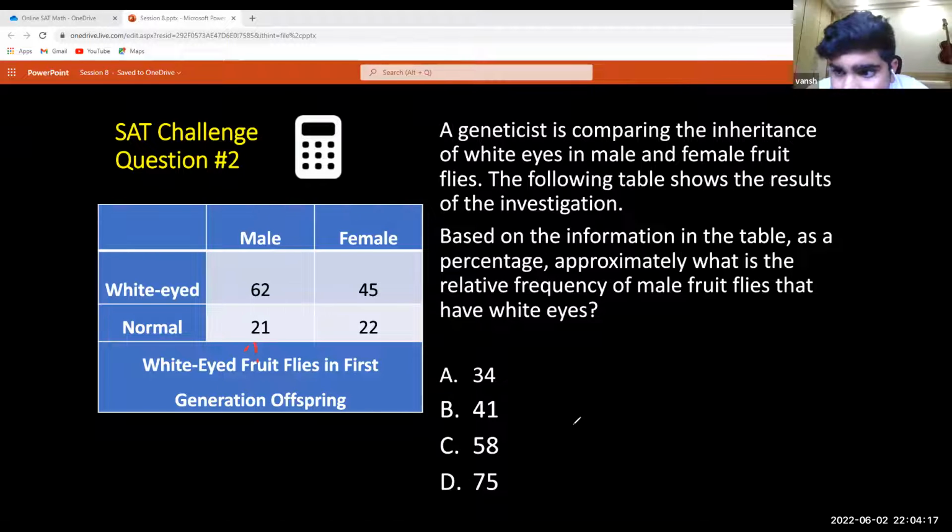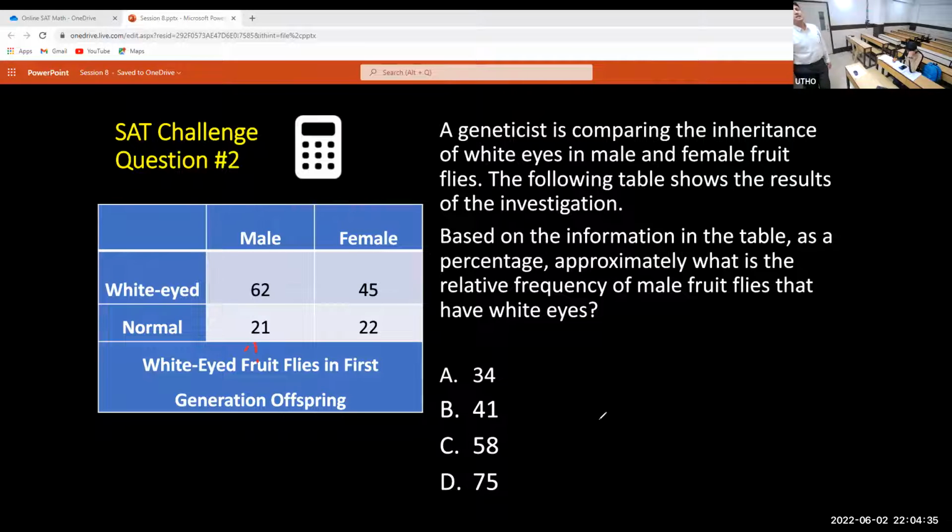83. तो denominator में आ जाएगा 83. Those that have white eyes, so desired here are white-eyed males. That is 62. 62 by 83. Answer would be 74.6. Because the question says approximately, the answer would be 75%. Desired 62 है, जो आपका total set है वो 83 है, because you are talking about male flies. Male flies are 83, of which how many are white-eyed as a percentage, so 62 upon 83.